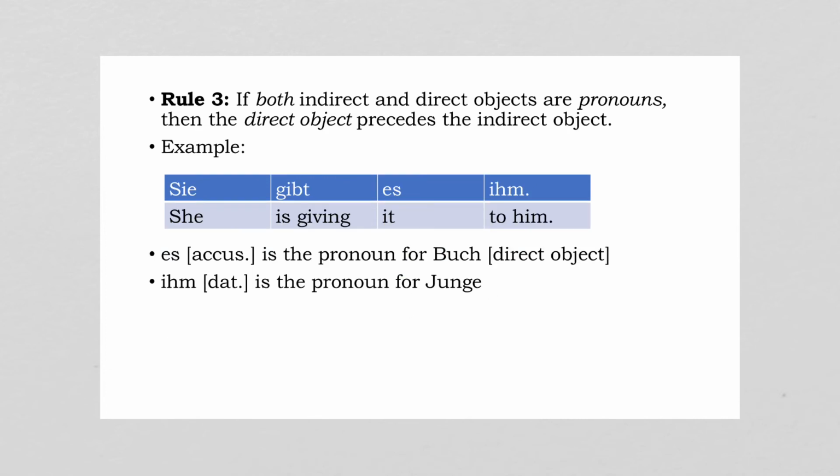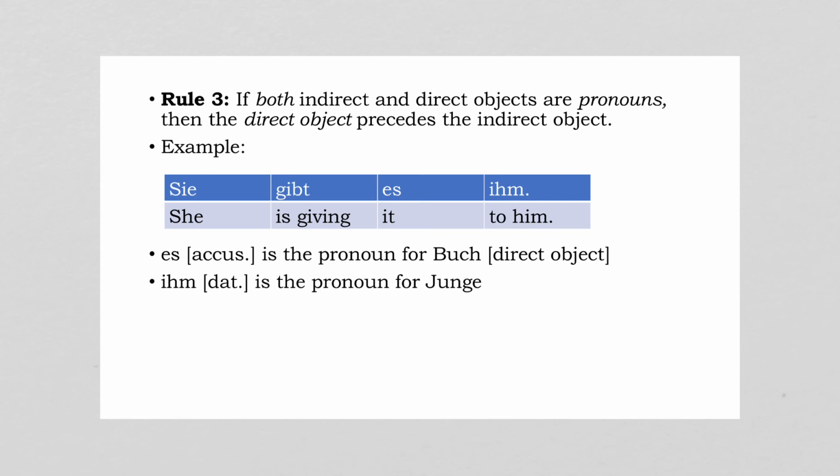All right, last rule. Rule number 3. If both indirect and direct objects are pronouns, then the direct object precedes the indirect object. Here's your example. Sie gibt es ihm. Okay, she's giving it, the book, to him, right? So es is, again, in the accusative case, it's the pronoun for Buch, direct object. And ihm, dative, is the pronoun for Junge, okay, the boy. But here in the dative case, to him.